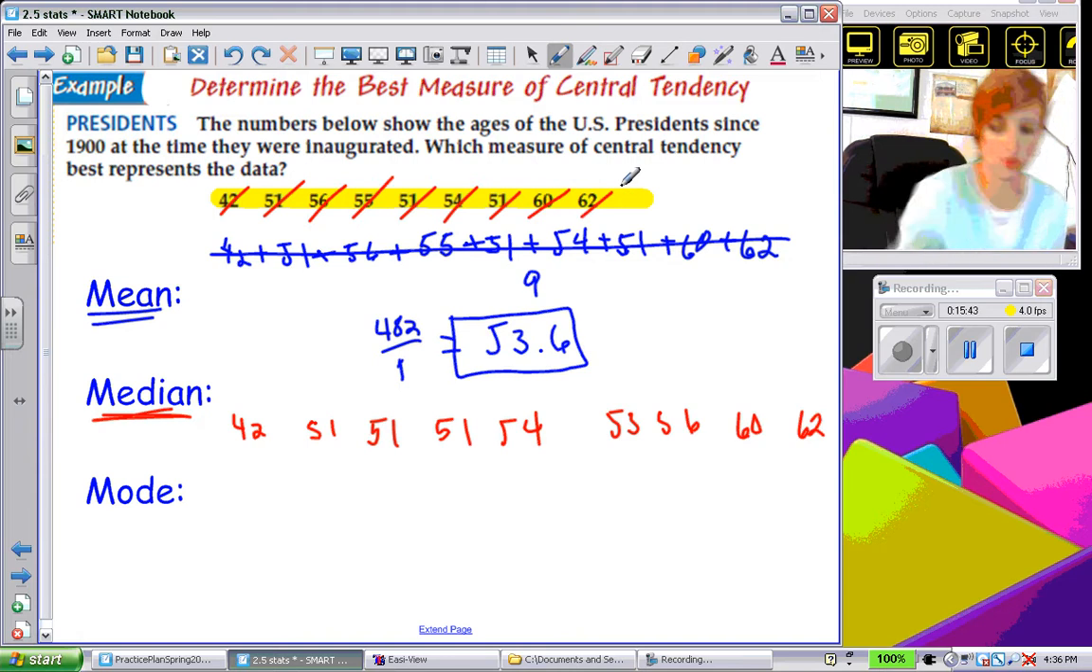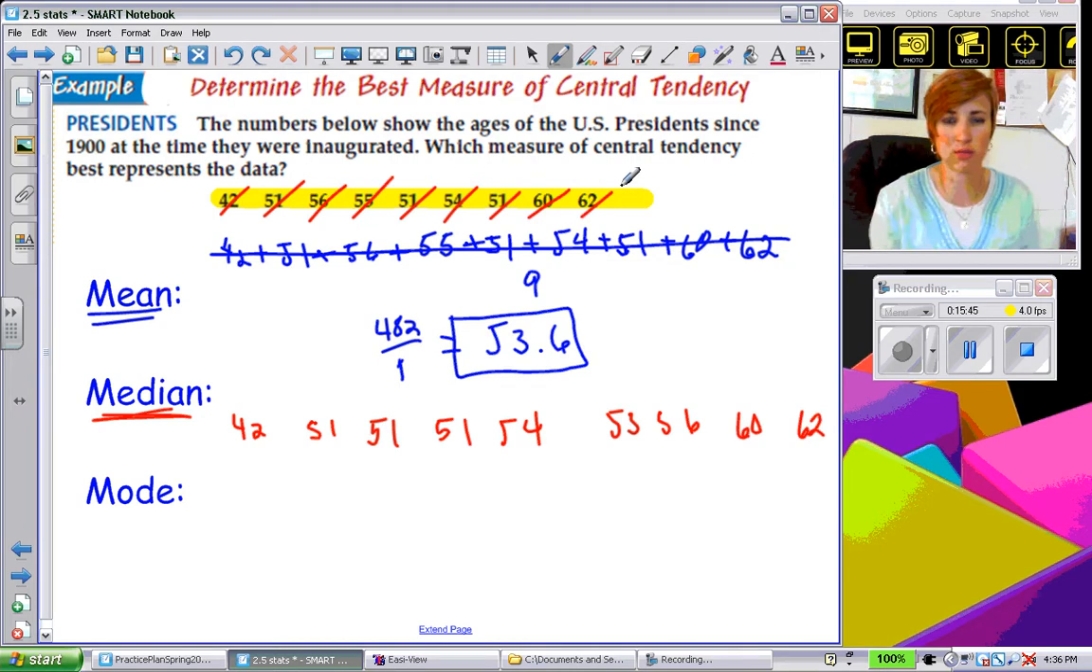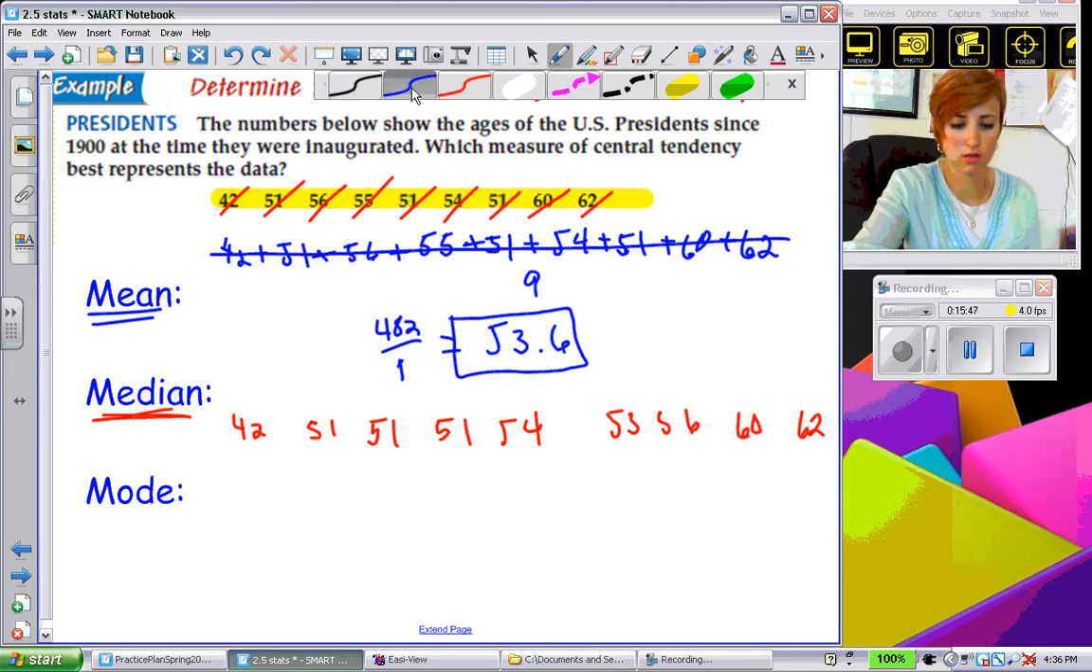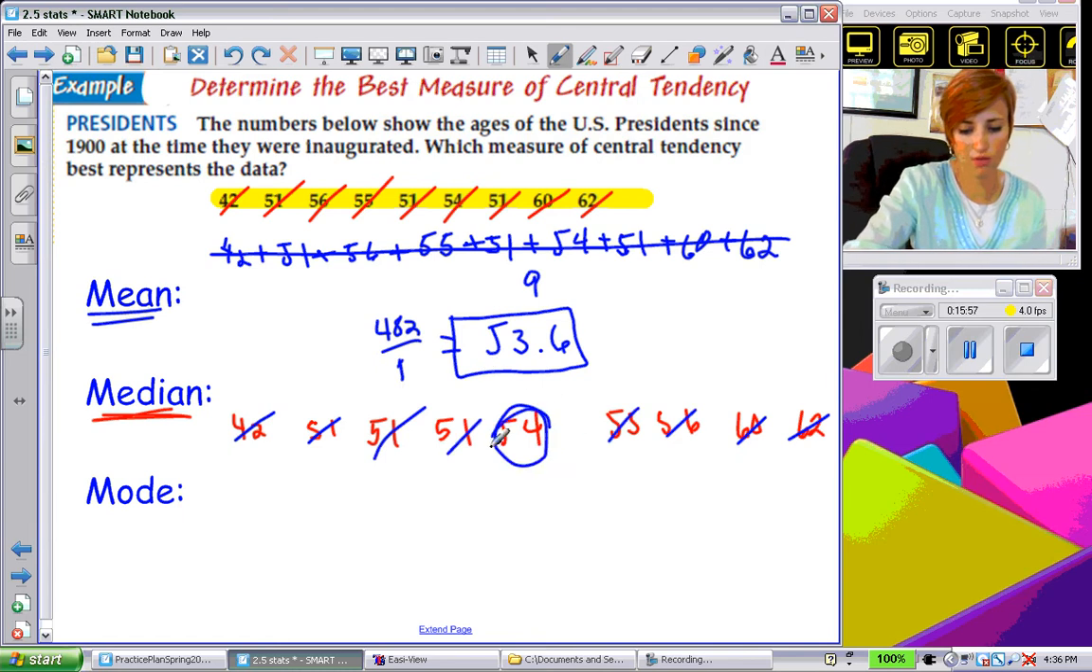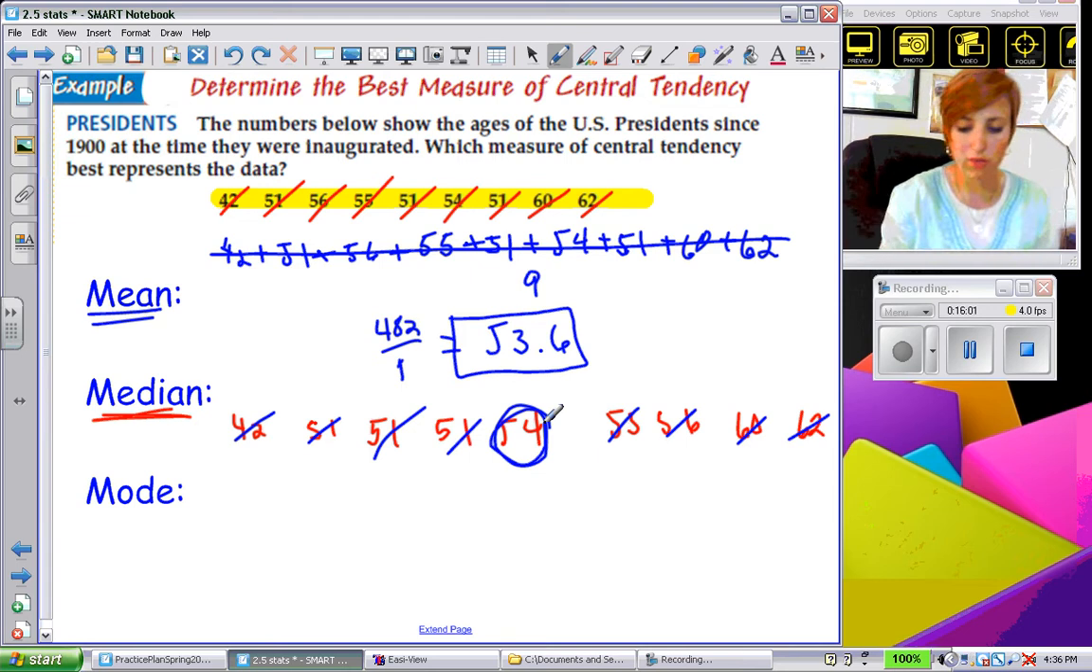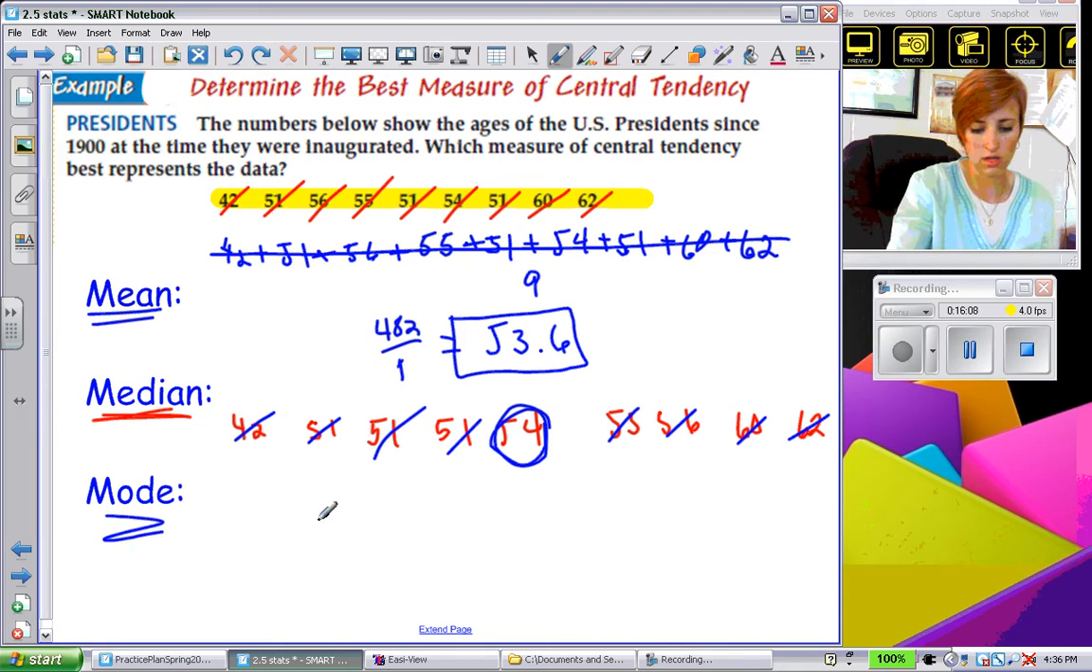So once your numbers are in order from least to greatest, we're going to find the middle one. So we're going to mark them all off. So 42, 62, 51, 60, 51, 56, 51, 55, which puts 54 in the middle. And the very last one, the mode, wants the one that occurs most often. So if you look up here, the number that occurs the most often is 51.